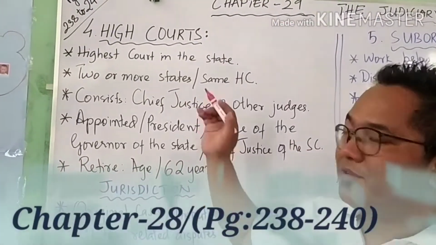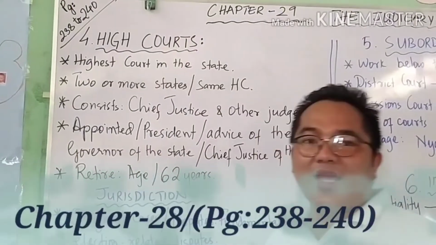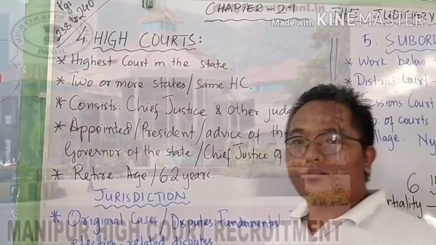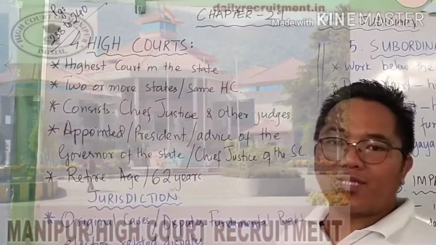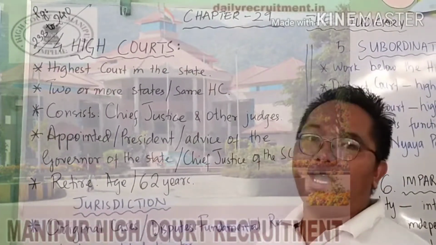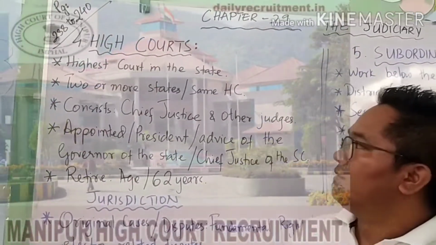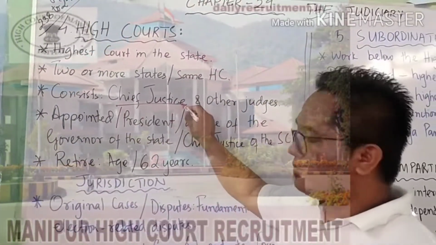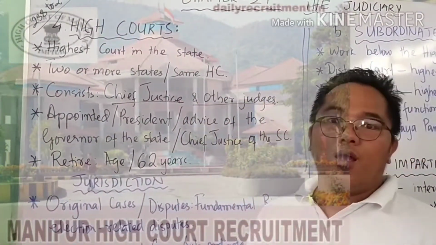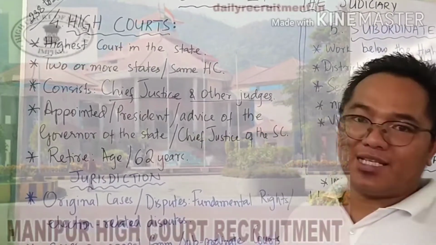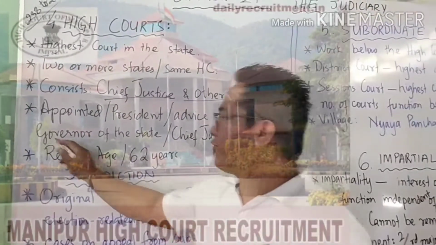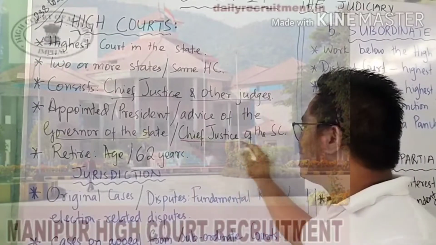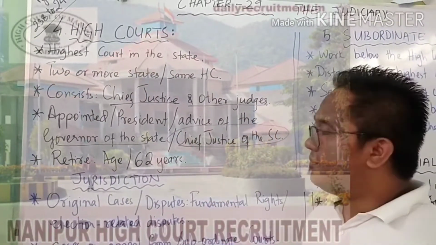Now let's learn point number 4, the High Courts. The High Court is the highest court in the state, and two or more states may share the same High Court. The High Court consists of the Chief Justice and other judges, and they are appointed by the President on the advice of the Governor of the state and the Chief Justice of the Supreme Court.